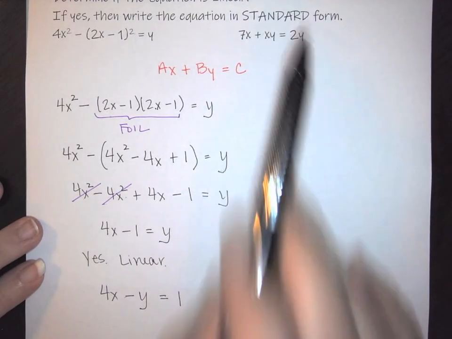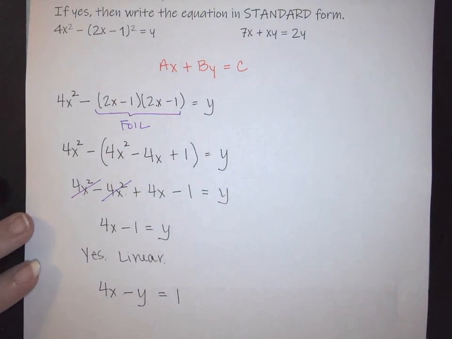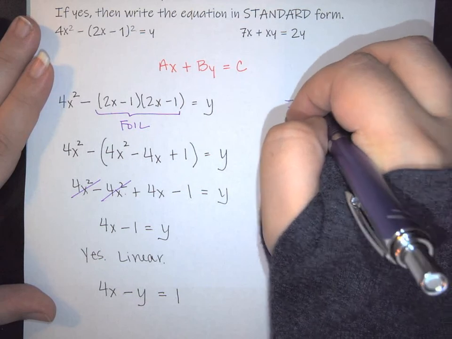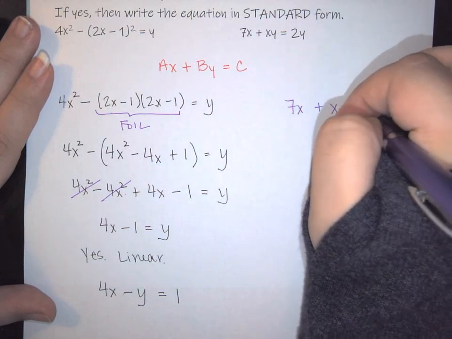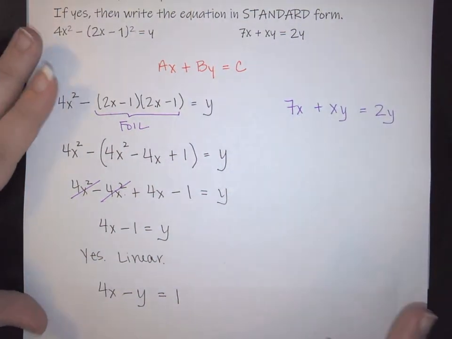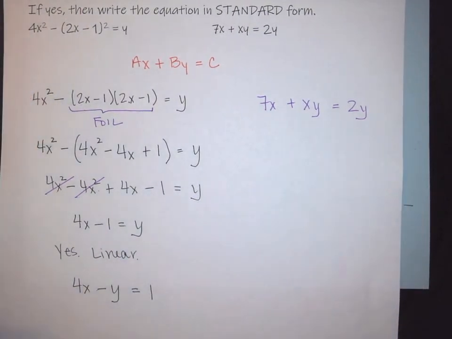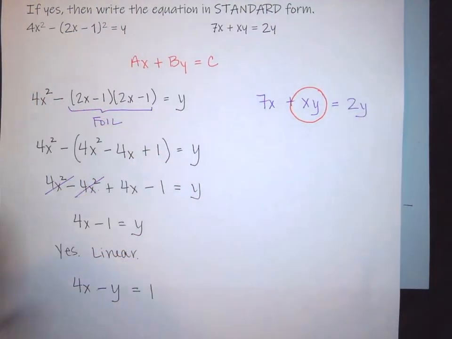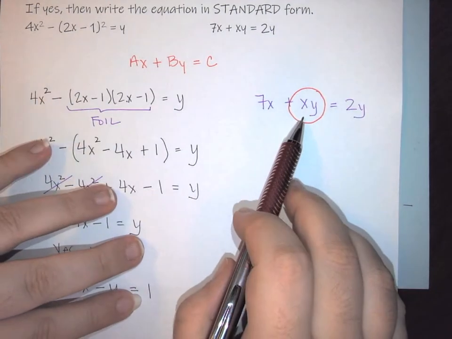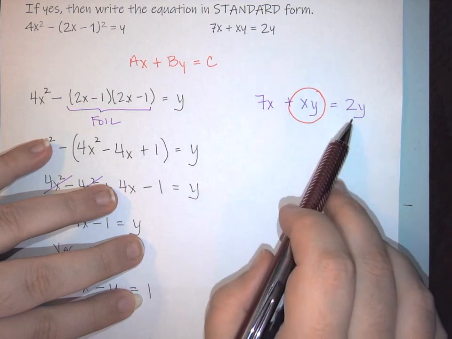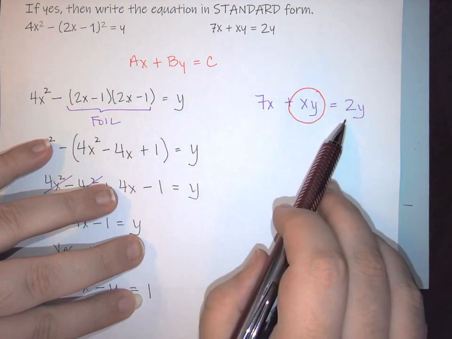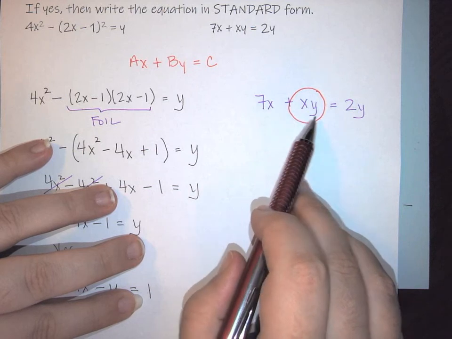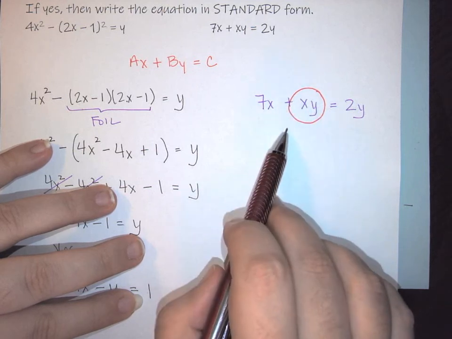So let's look at this other one real quick. So here we have 7x plus xy equals 2y. Now when you look at it, there's something very peculiar going on with this equation, which happens right here at this xy piece. Because you have this xy piece and neither one of these, the 7x or the 2y, are squared, there is nothing you are going to be able to do that is going to separate this xy.